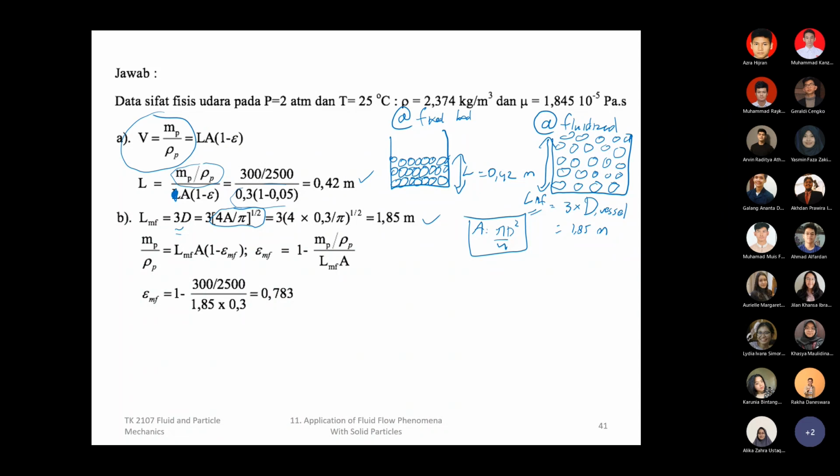So of course the epsilon will also change. Here epsilon is 0.05. Now the epsilon should be higher, should be more dense. Any questions so far?